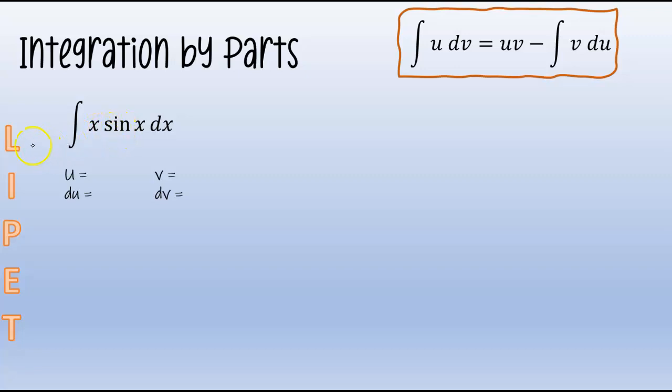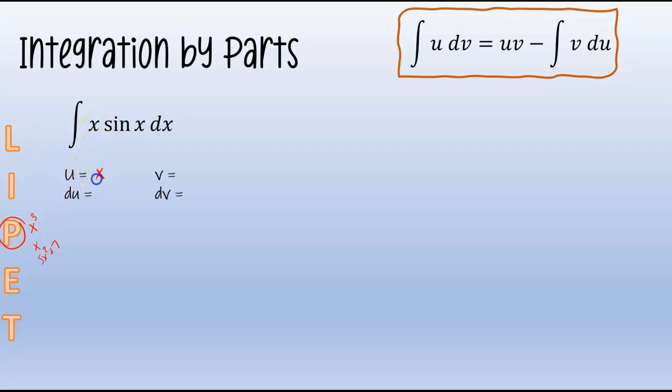Because I have no logs or natural logs, and no inverse trig, like arctan or tangent inverse, we don't have those. That's very uncommon, by the way. We do have the p, though, for polynomial. That's like any x to the third or x or 5x squared plus 7. Any polynomial is another choice for your u.